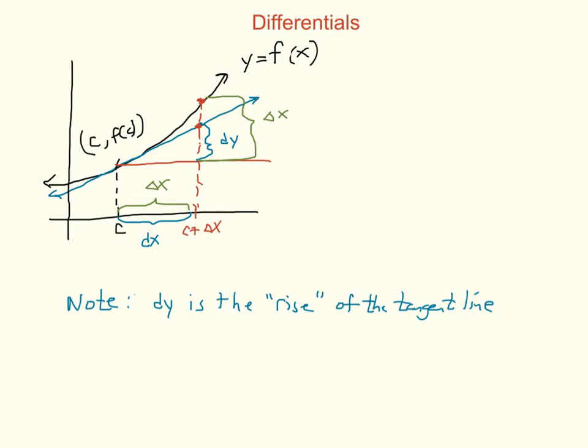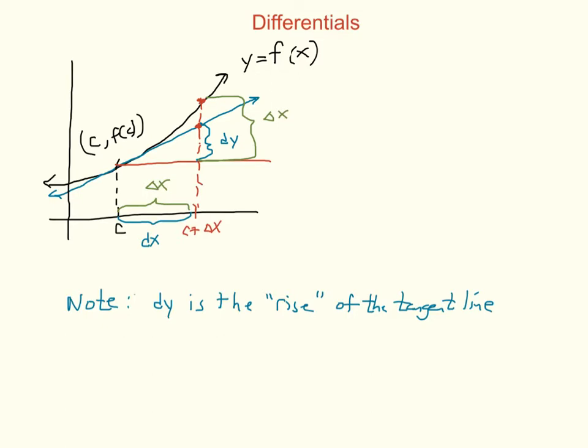Now, again, as we talked about here, I can use my tangent line to approximate a function's value. So what I have here is c, and then c plus delta x. So there's our change in x. We can think of it as delta x. It's also equal to the differential dx.